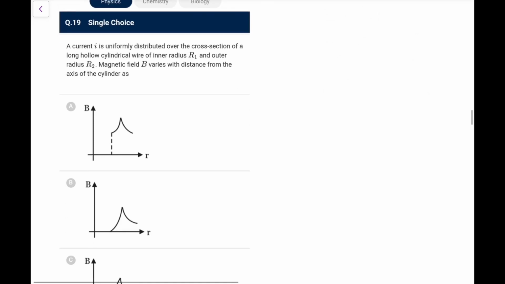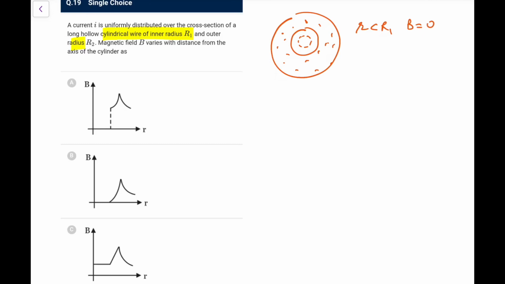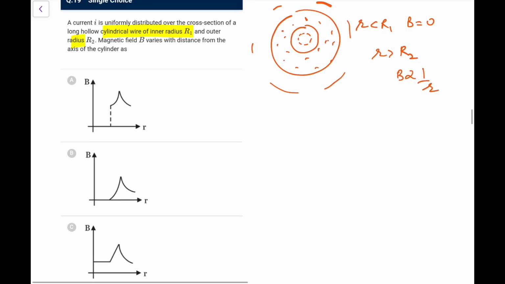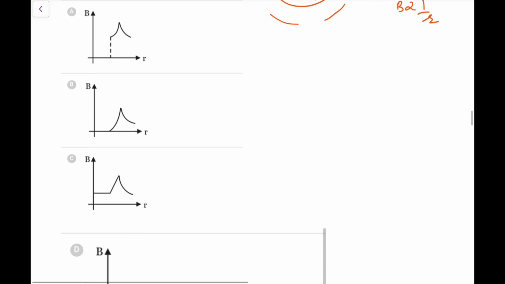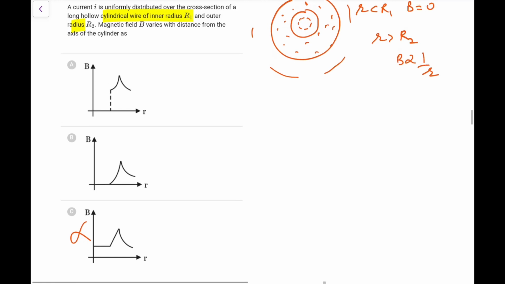Next one. A current I is uniformly distributed over the cross section of a long hollow cylindrical wire of inner radius R1 and outer radius R2. The magnetic field will vary with distance. So the current is, let's say, like this. Applying Ampere's circuital law for r less than R1, I can clearly make out B is going to be 0 for sure. And for the outside, the current enclosed will remain the same. So for r greater than R2, B is definitely going to be inversely proportional to r. So going by these logics, this C is rejected, and what we have now is this one.